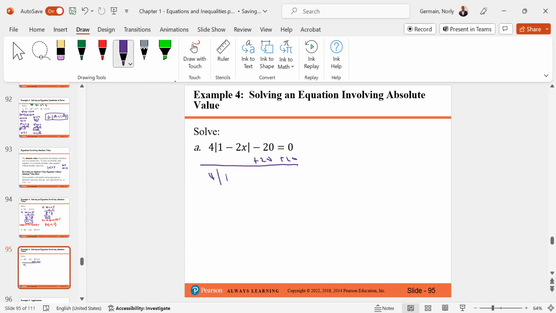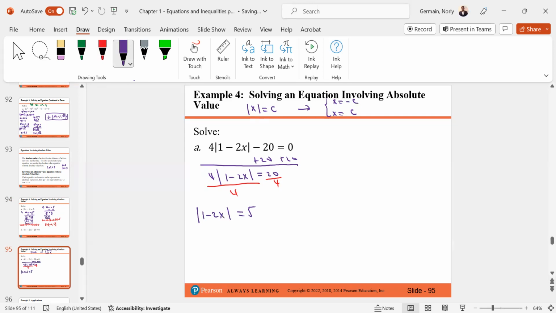So we have 4 times the absolute value of 1 minus 2x equal positive 20. Remember, the only time absolute value of x equals c is equivalent to x equal negative c and x equals c is if there is no constant real number in front of the absolute value. So we need to divide by 4 on both sides to make sure on one side you have only the absolute value of 1 minus 2x equal 5. Everything we're planning on doing here is possible now.